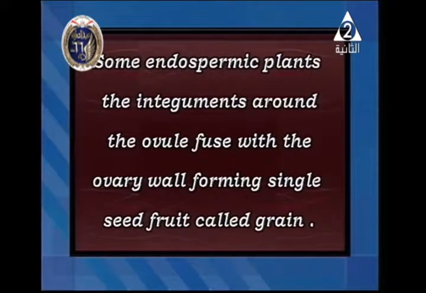And in some endospermic plants, the integuments surround the ovule, and you need to remember this, except a tiny hole which is called the micropyle. Excellent. The ovule fuses with the ovary wall and forms a single-seed fruit. What do we call this fruit? Grain. And this is the difference between the formation of grains and the previous information.